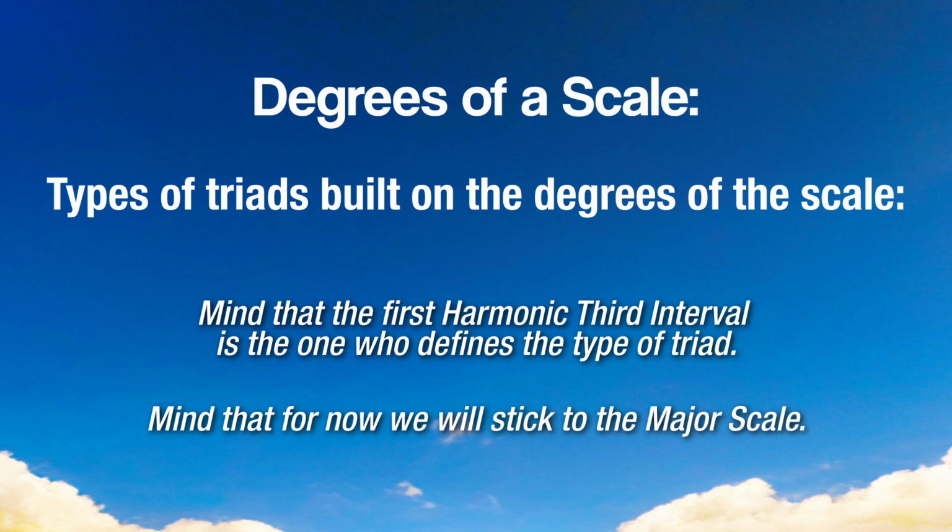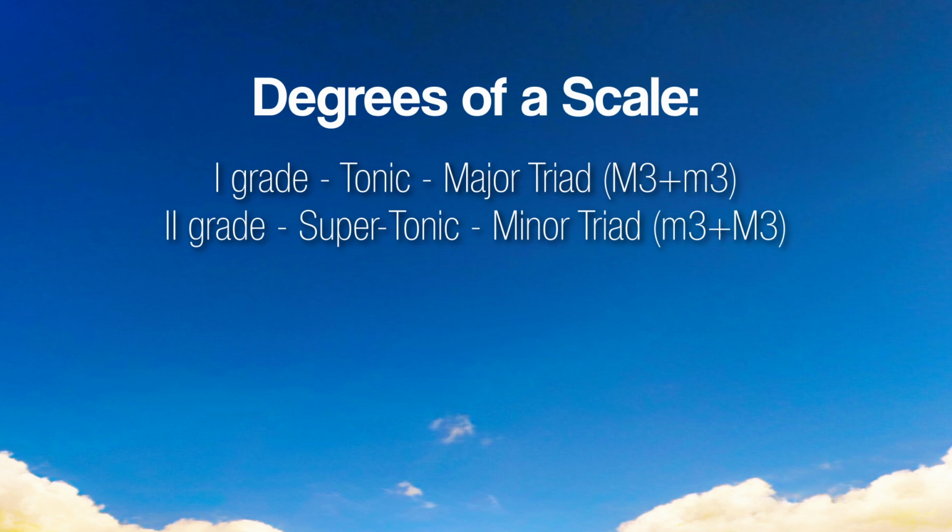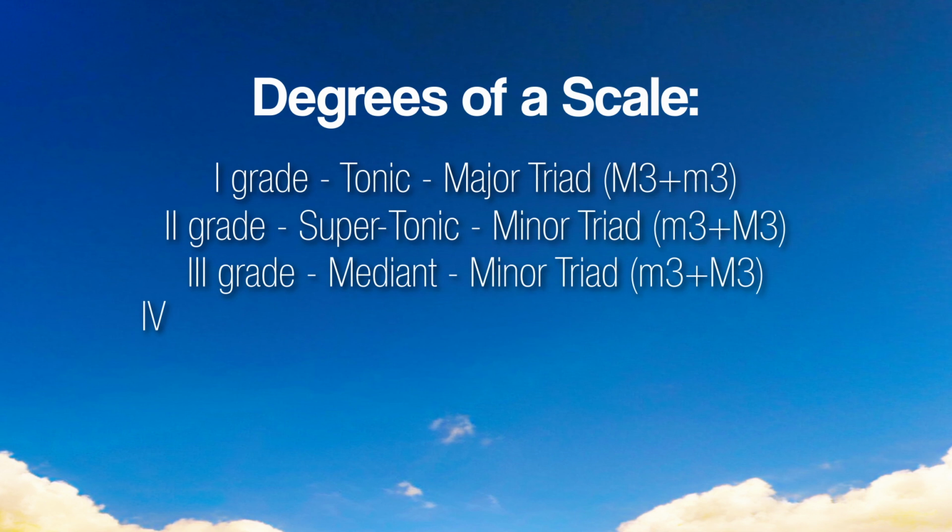On the first grade, called tonic, we will have a major triad, created with the overlapping of a major third and a minor third. On the second grade, called supertonic, we will have a minor triad, created by overlapping a minor third and a major third. On the third grade, called mediant, we will have a minor triad. On the fourth grade, called subdominant, we will have a major triad.